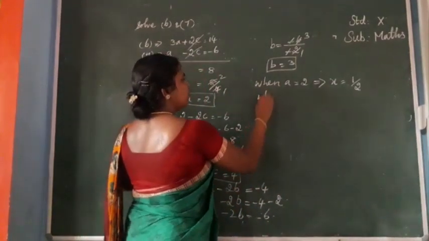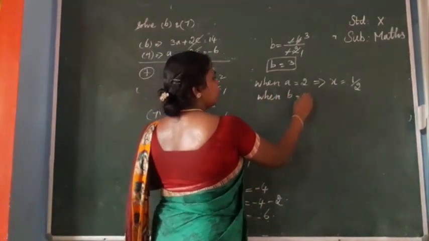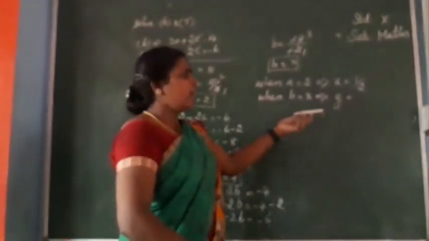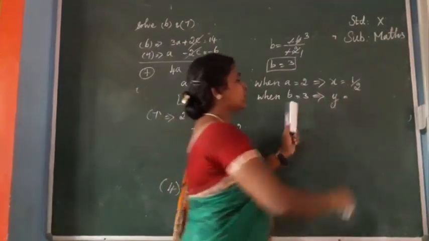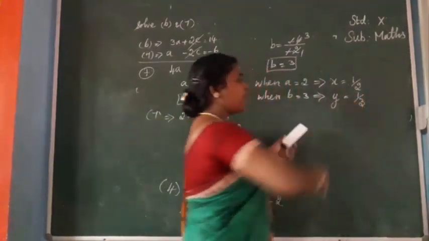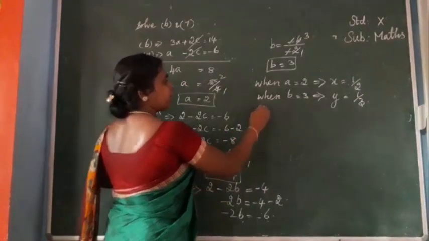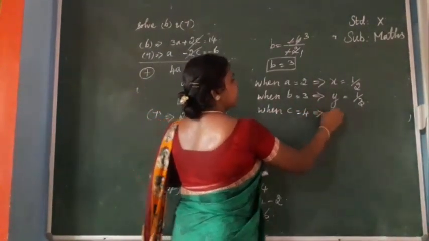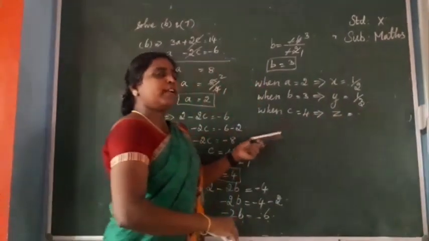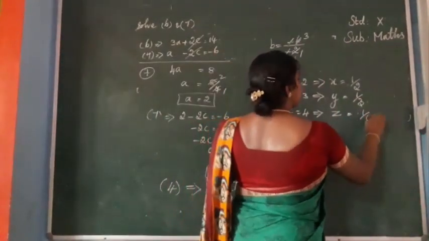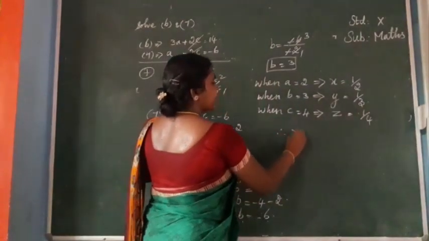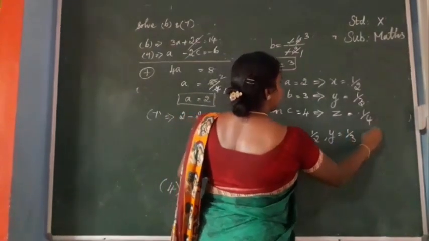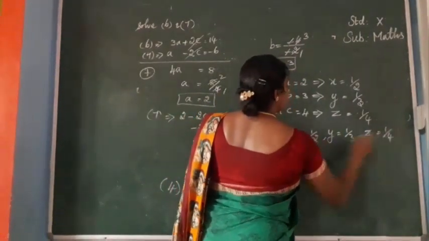Let's say when B equal to 3, which implies y is the reciprocal of B. So you can write directly, reciprocal of 3 is 1 by 3. Why are you wasting time? You can write directly. Okay. When C equal to 4, which implies z equal to reciprocal of 4, which is 1 by 4. So that's how we got all the values. Therefore, x equal to 1 by 2, y equal to 1 by 3, z equal to 1 by 4.